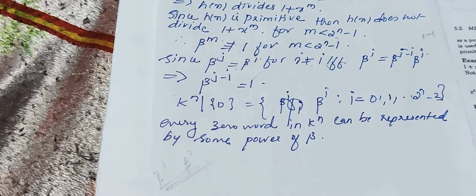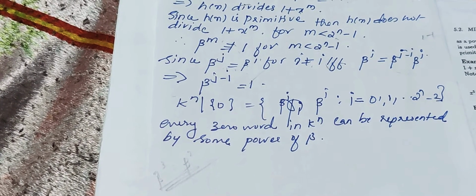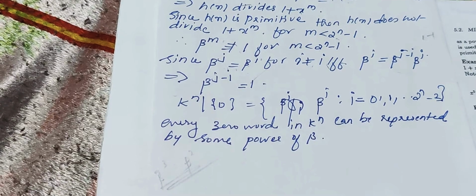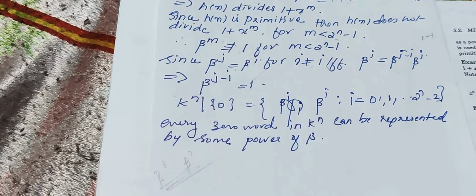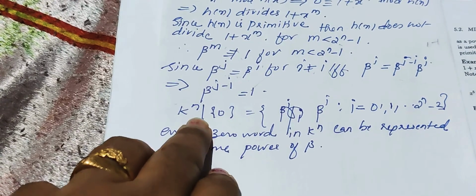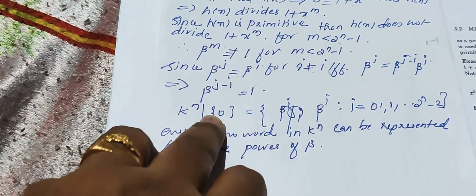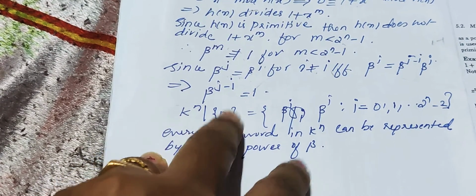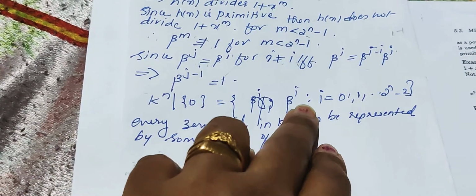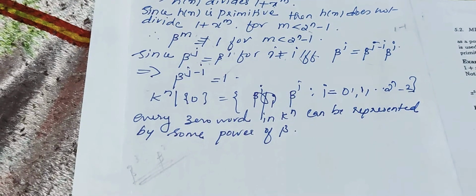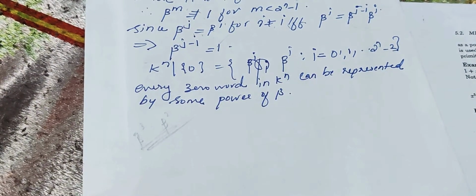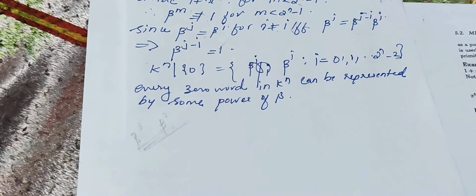If it is equal to 1, what should beta be? Beta should not be 0. Beta not equal to 0, and if beta belongs to k raised to n, what will that set become? k raised to n minus 0, that is, 0 doesn't belong to this one. In this set, 0 doesn't belong to k raised to n restriction 0, which is the set of the form beta raised to I where I is equal to 0, 1, up to 2 raised to n minus 2.